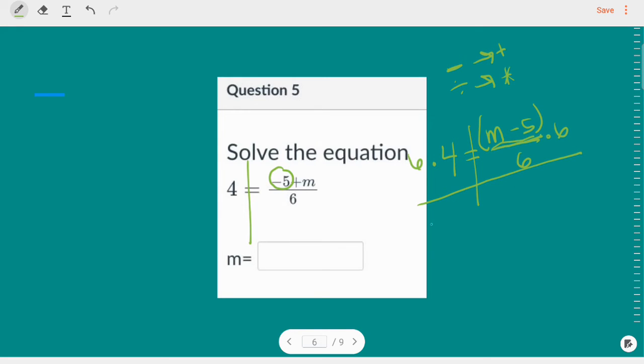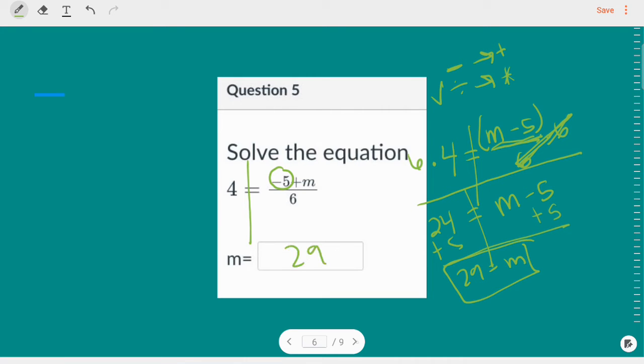When I simplify, I get 24 on the left equals, dividing and multiplying at the same time eliminates. I don't need to distribute, and I'm left with m minus 5. Now that I've taken care of the division, let's take care of the subtraction. I'm going to add 5, and I'm going to get 29 equals m. And that's my final answer, 29.